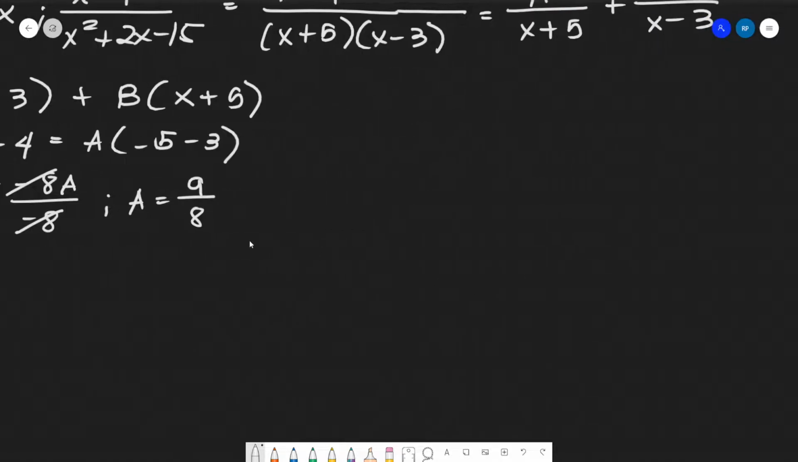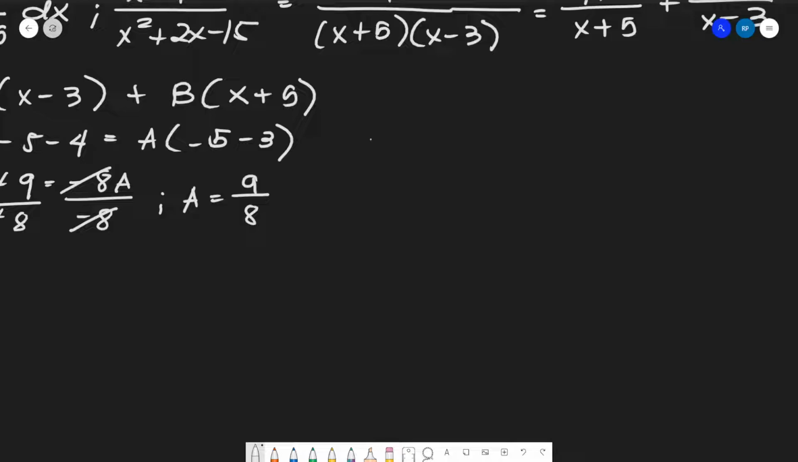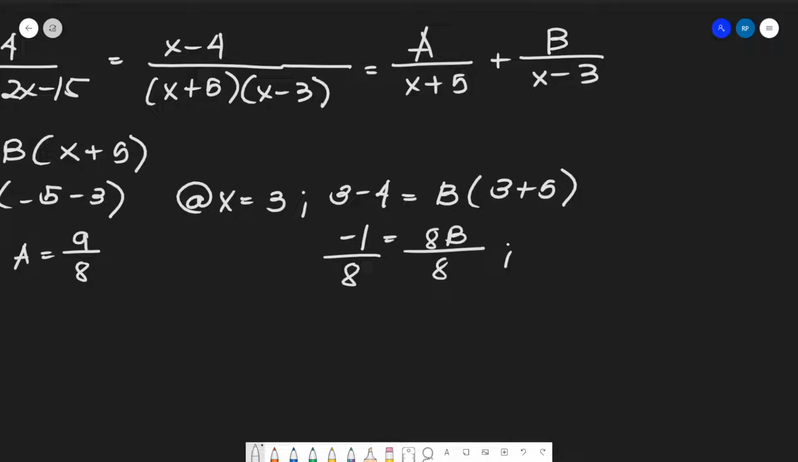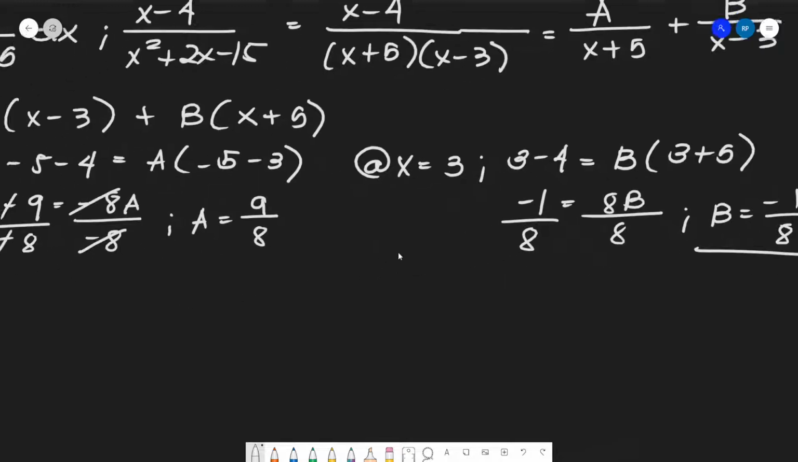Now, for b naman, since b ang hahanapin natin, at x is equal to positive 3. So, para mag-0. So, we have 3 minus 4 is equal to, hinahanap natin si B. So, B times 3 plus 5. Diba? X plus 5 yan. So, we have here negative 1 is equal to 8B. So, divide both sides by 8. Hence, B is equal to negative 1 over 8. Ayan. Okay? So, this is A, this is B.